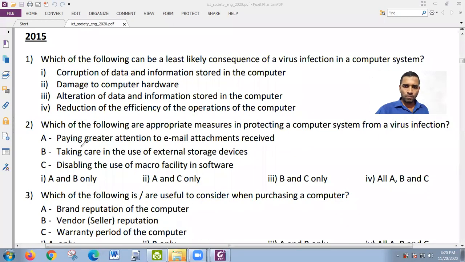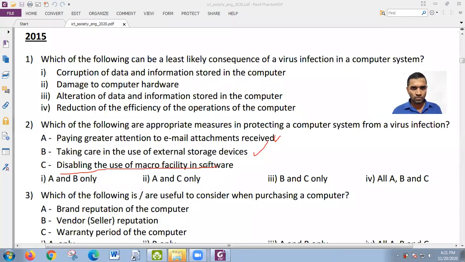A, paying greater attention to email attachments received. Yes, that must be important. As we discussed during the class, email attachment can be a potential source for viruses, right? So you must take care. So that is okay. First one is correct. Taking care in the use of external storage devices, yes, right? Most of the viruses, worms, or even Trojan horse can be spread through these removable storage devices, right? So that is important. Right, disabling the use of macro facility in software.